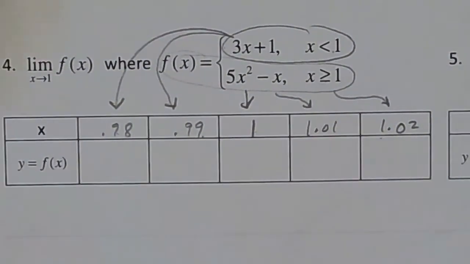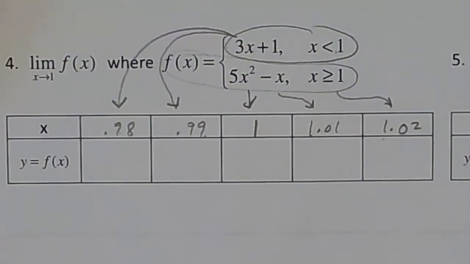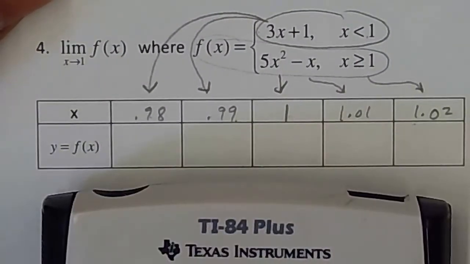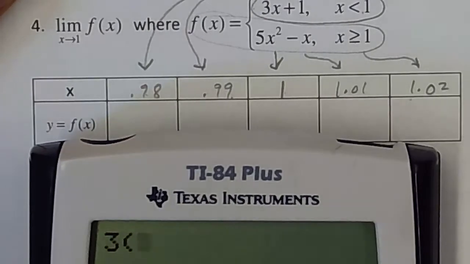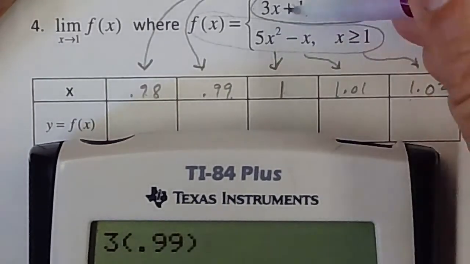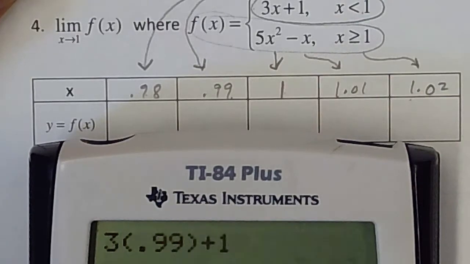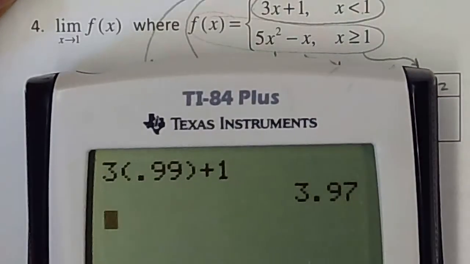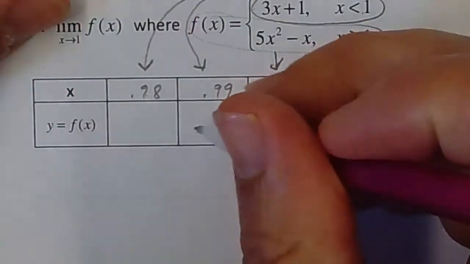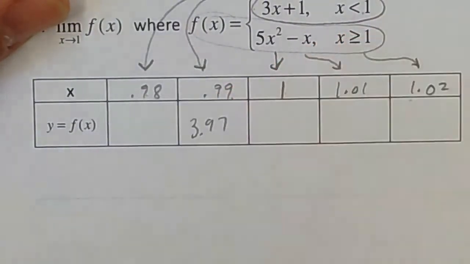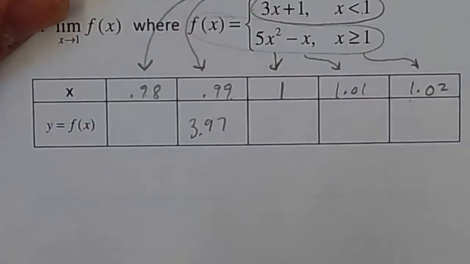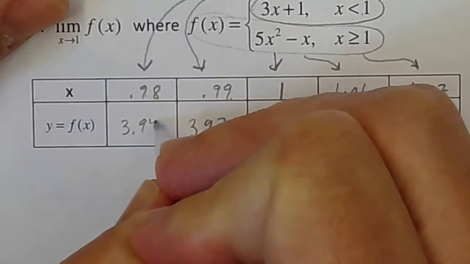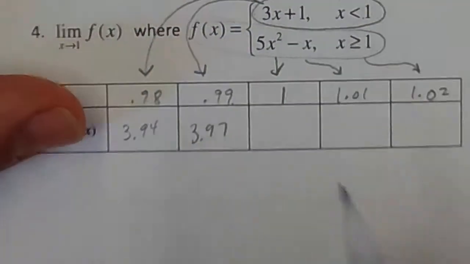All right, so you could do this with your table, or if you're getting too confused with your table, you could simply grab your calculator, right? Go to clear screen and do 3 times 0.99 plus 1. Okay, our table could do that a little quicker, I guess, but this is just kind of what you're doing. 3.97 goes here. And then I could hit second enter and quickly punch over and hit 0.98, and I could get 3.94. Okay. But like I said, table works too.